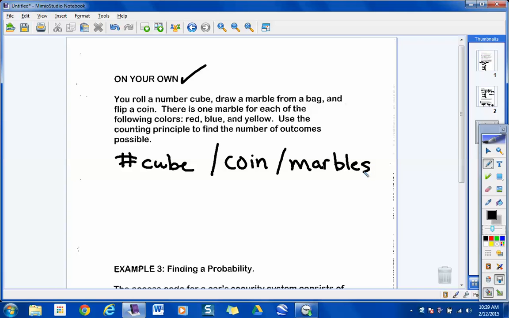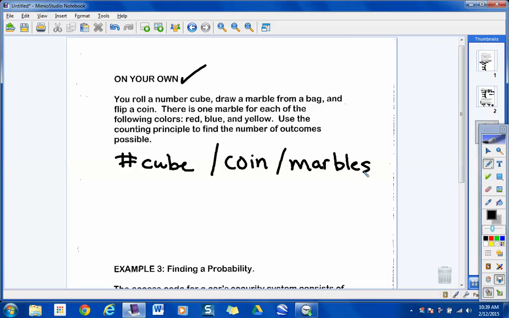Okay, so in this example right here, the on your own, I'll read this quickly. It says you roll a number cube, you draw a marble from a bag, and flip a coin. It says there's 1 marble for each of the following colors: red, blue, and yellow. It says use the counting principle to find the number of outcomes. So let's just say this is the $1 million game. You have to predict what number is going to be up, heads or tails, and then pick the color of the marble that's going to come out of the bag.